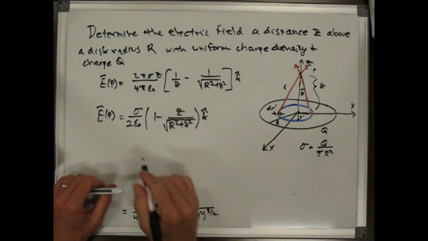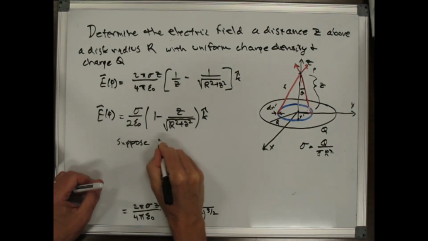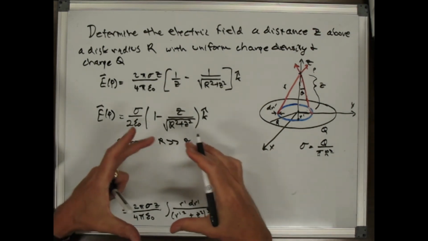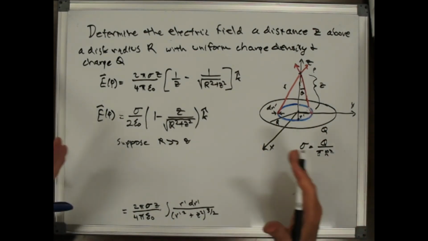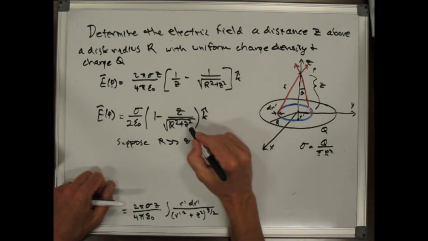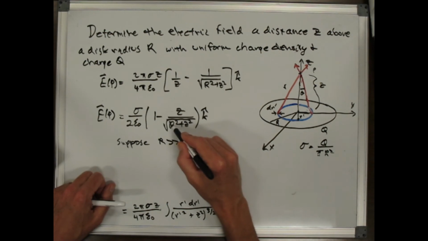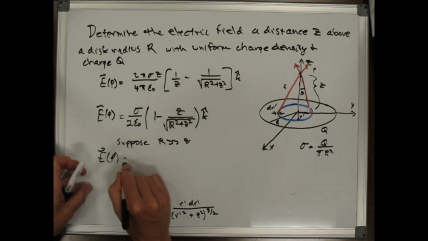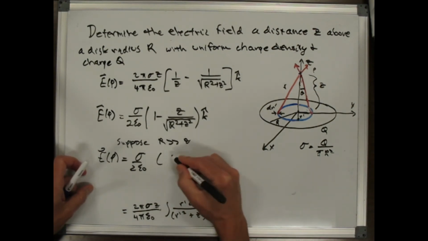So there are a couple of things you can say. Suppose R is much, much greater than Z, right? And that's the case where you have like an infinite plane. And so you're really close to it, and as far as you're concerned, it's infinite in size. And in that case you can neglect this term, which just becomes Z over R, as R is much, much greater than Z. This term goes to 0, and you get the electric field at the point P is equal to sigma over 2 epsilon naught. And this is for an infinite plane.